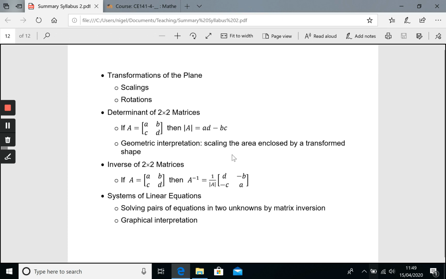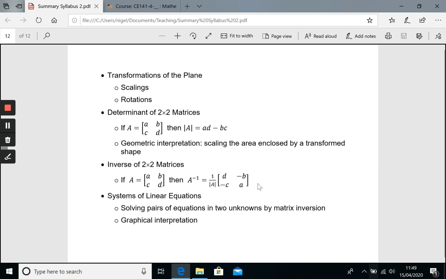And if we look at the determinant of a matrix we've used to transform the plane, that has an interpretation of scaling any enclosed areas by shapes. So, for example, if we have a circle in the plane and we transform points by multiplying by a matrix, then the area contained in the circle will be scaled by the determinant of the matrix.